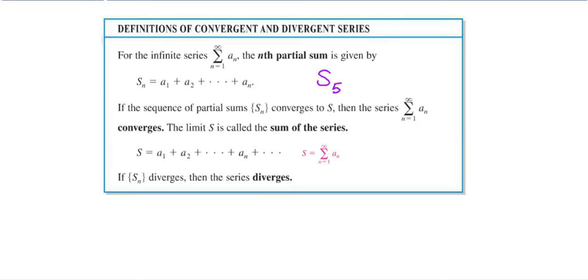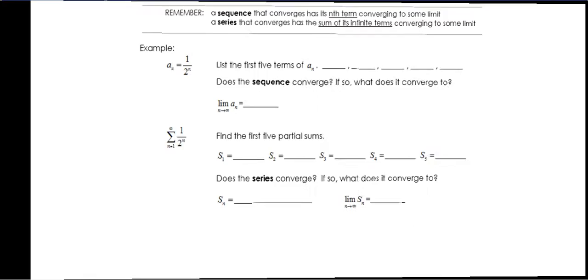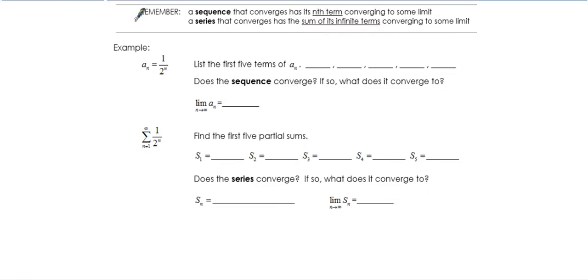The convergence and divergence part is a lot like what we were doing with sequences. But here's the big difference. Here's what you have to remember. A sequence that converges has its nth term converging to some limit. A series that converges has the sum of its infinite terms converging to some limit. So let me give you an example.